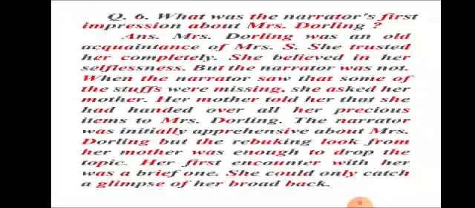Question number 6: What was the narrator's first impression about Mrs. Darling? Answer: Mrs. Darling was an old acquaintance of Mrs. S. She trusted her completely. She believed in her selflessness, but the narrator did not. When the narrator saw that some of the stuff was missing, she asked her mother. Her mother told her that she had handed over all her precious items to Mrs. Darling.